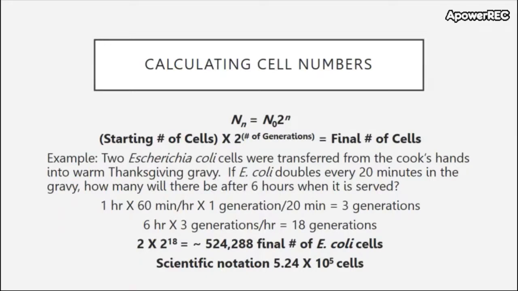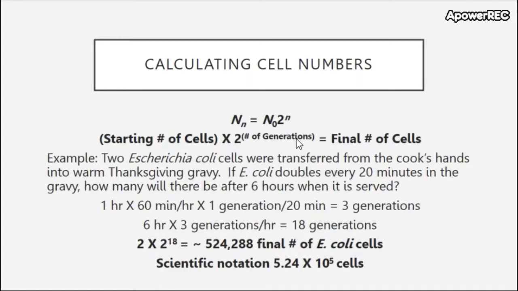Okay, so we know a few things from this, right? We know the number of starting cells. That is how many? 2. It's 2 E. coli. We know that we're going to multiply that by 2 raised to the number of generations. Well, that's where it requires a little thinking. How many generations have we seen so far?